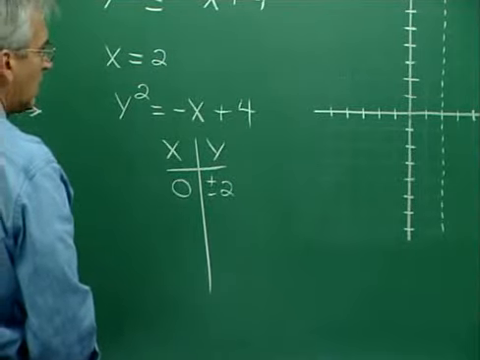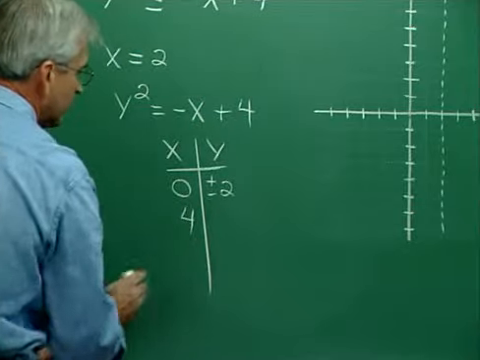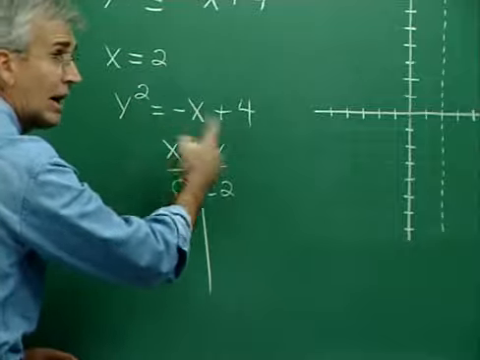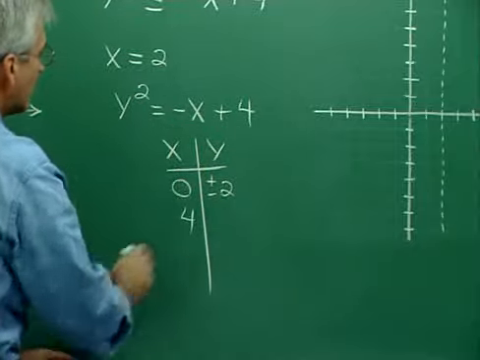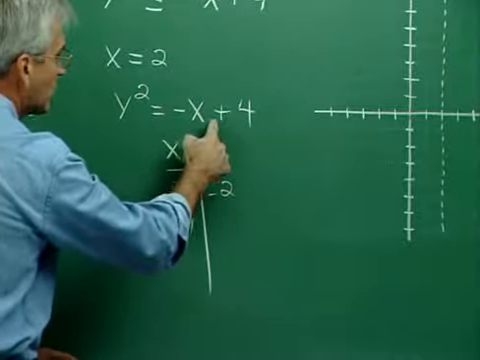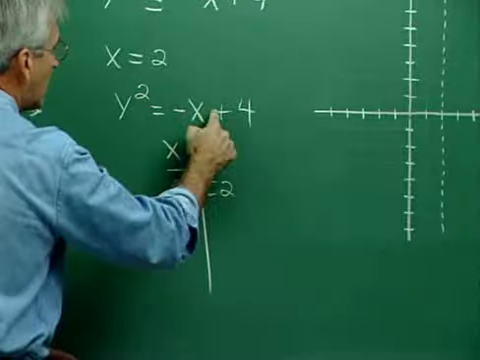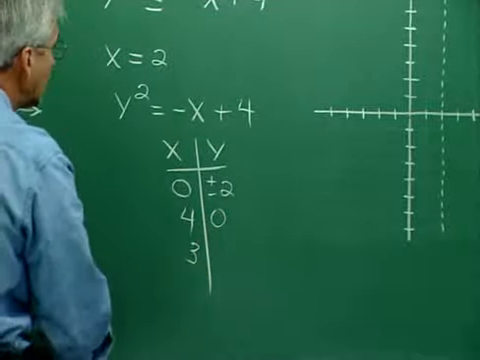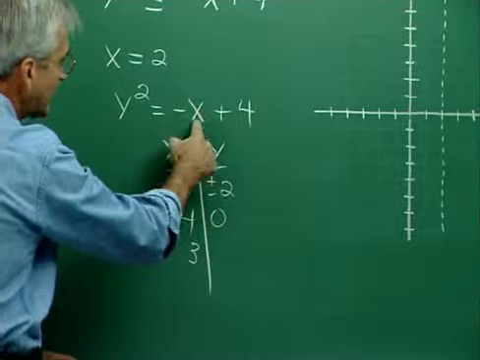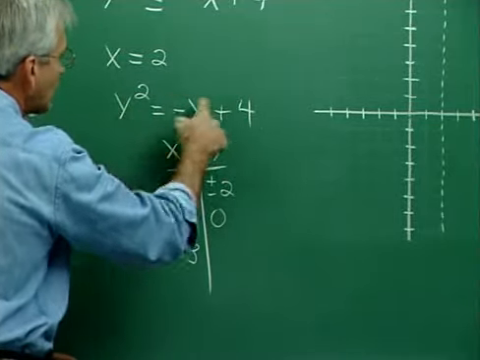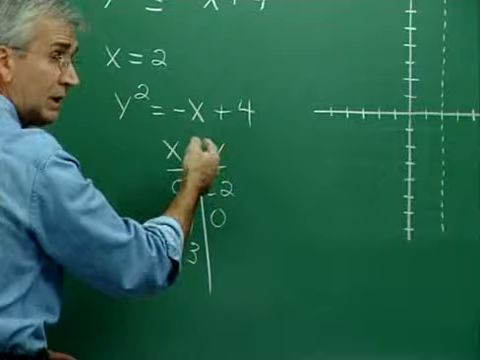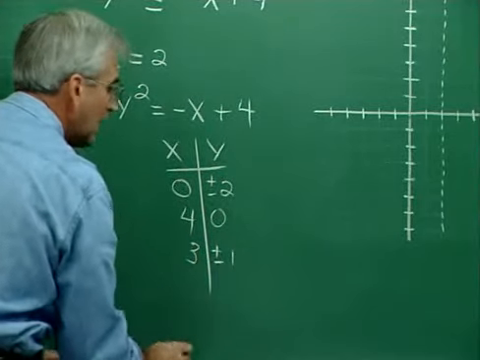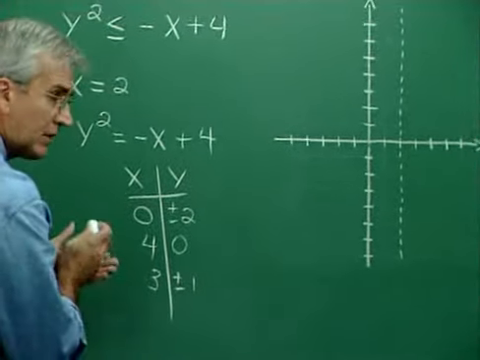All right, what if x is 4? Now I'm trying to choose my points wisely here so that this will kind of come out evenly and I won't get irrational values. But if x is replaced with 4, I have minus 4 plus 4, that's 0. So if y squared is 0, then y needs to be 0. What about 3? Well, let's see. If x is 3, I have minus 3 plus 4, that's 1. If y squared is 1, then y is plus or minus the square root of 1, or y is plus or minus 1.